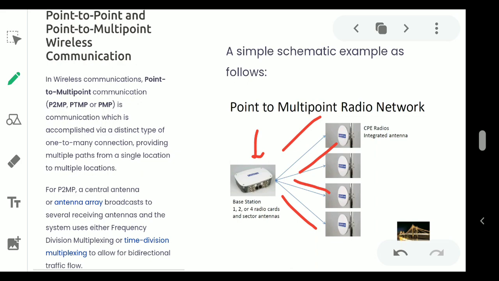Okay, so via a different path. It is not that they are actually transmitting the signals on a similar path. No, they are following different paths. So this is actually mainly used for wireless communication, where the central antenna broadcasts the data to the several sources. Okay, transmitting the signals using the wireless modem. Okay, so this is the point to multi-point.